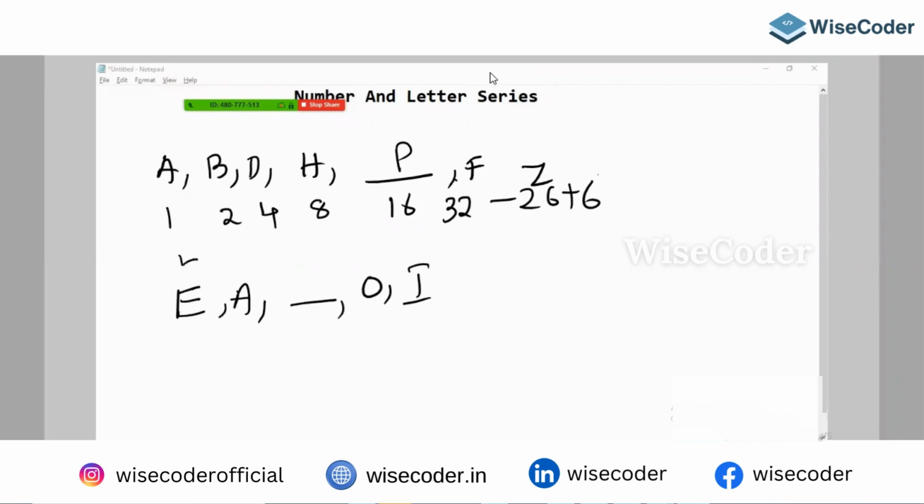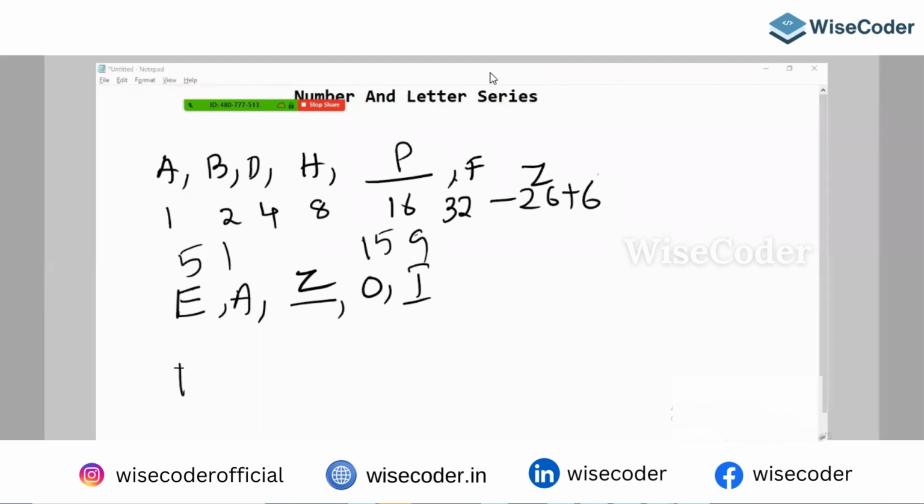Yeah, 5, 1, and this is what? 15. This is what? 9. So these are what? Vowels and consonants. So these are what? Vowels. So it must be what? Z. Okay, Z.